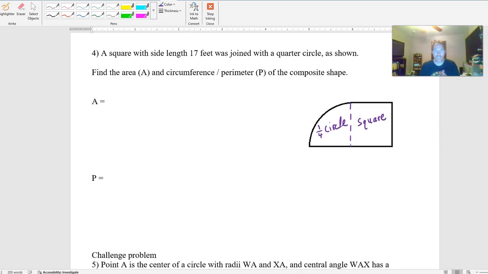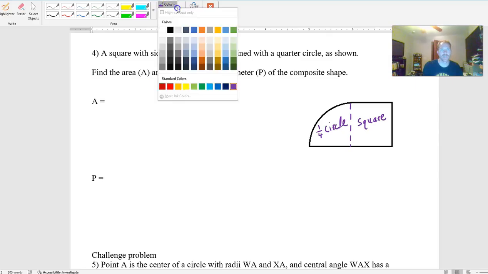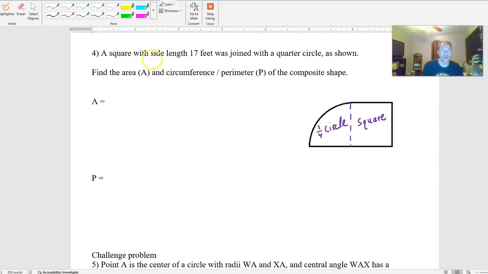So I already labeled some things here. Square with side length 17 feet was joined with a quarter circle as shown. So I already kind of separated the square from the quarter circle, labeled those. We're supposed to find the area and circumference / perimeter of the composite shape. So the square has a side length of 17 feet.